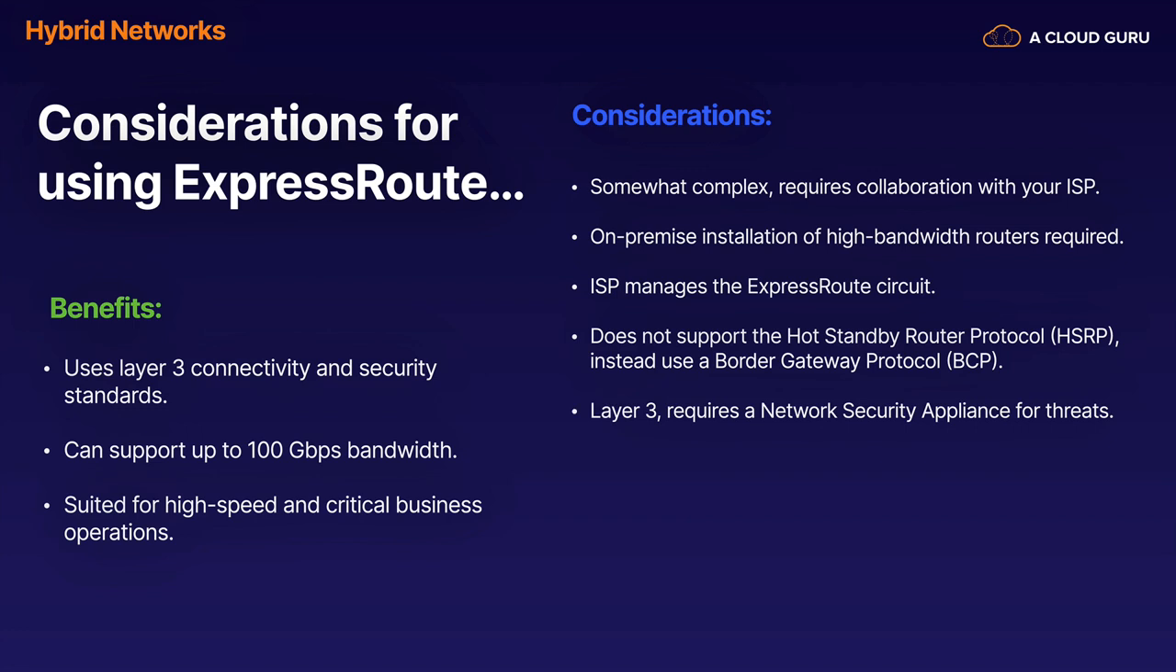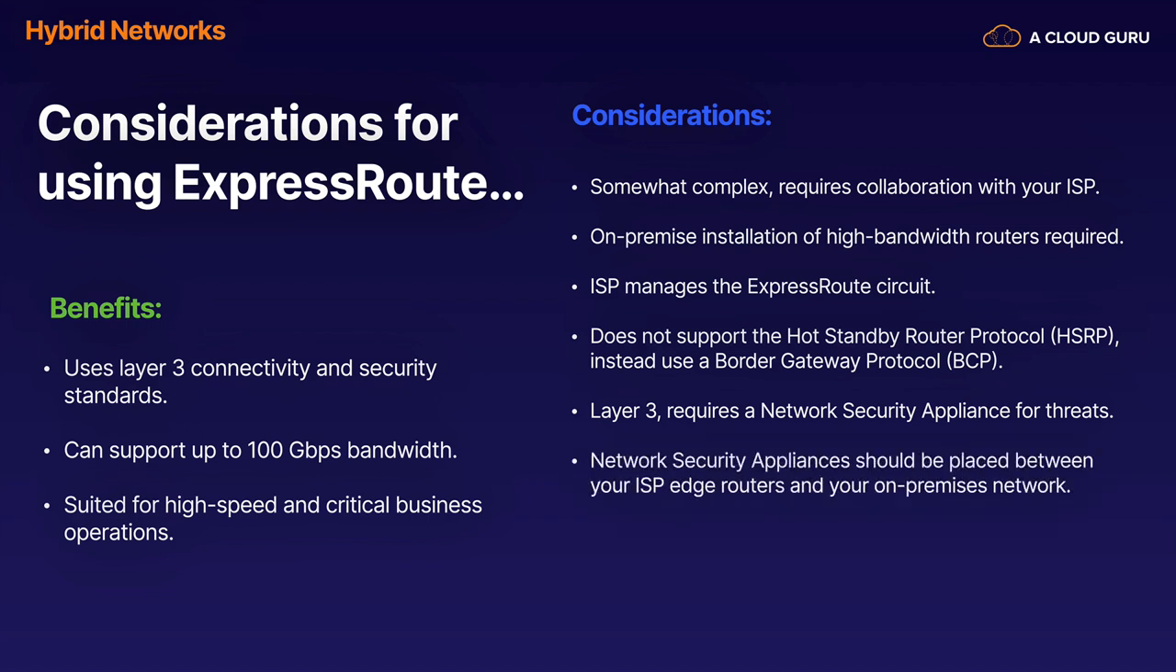Because of the layer 3 connectivity, you're going to have to install a network security appliance for any threat mitigation. So again, the layer 3, because it limits what you can do out of the gate, so to speak, you're going to have an appliance to watch network traffic. Said appliances need to be placed between your ISP's edge routers and your on-premise network. This is really no surprise. You're going to put firewalls and the like between edge routers and your on-prem network anyway. That's pretty common, and it doesn't let up just because you're using ExpressRoute.